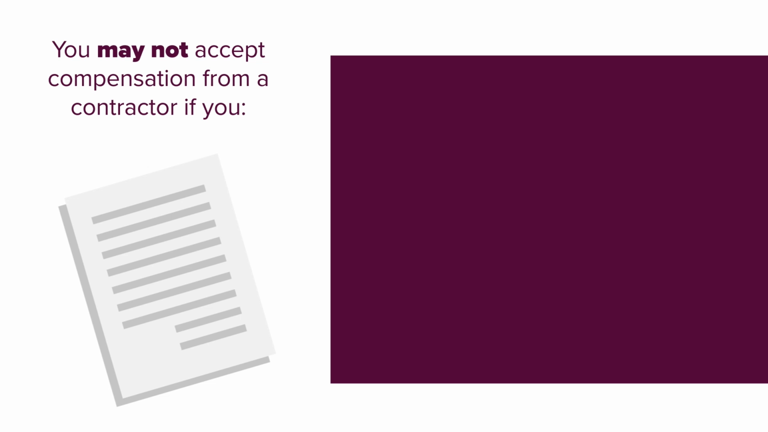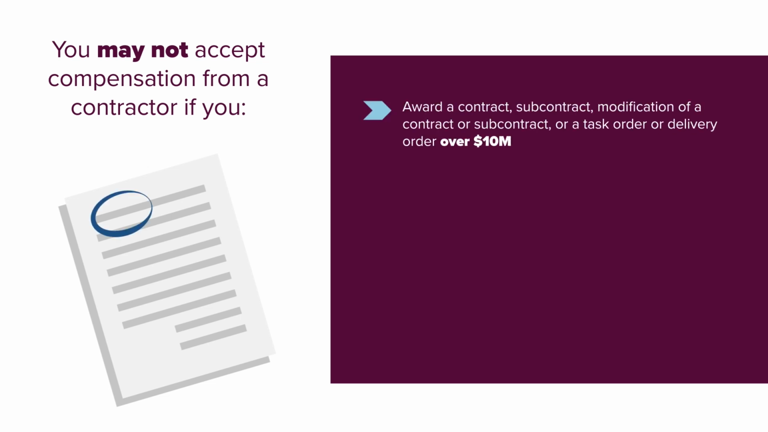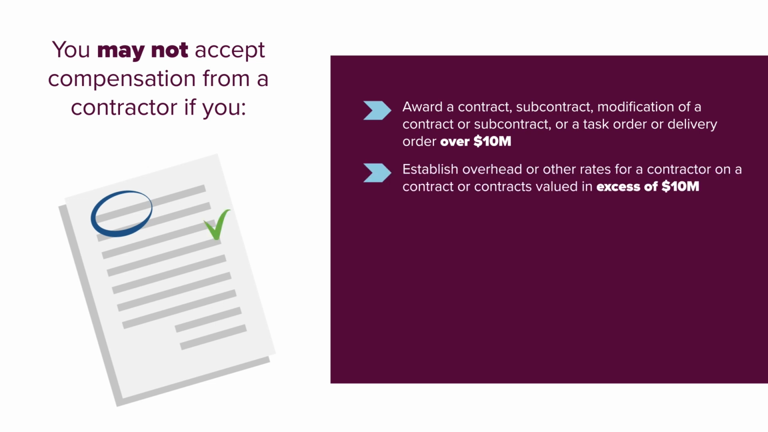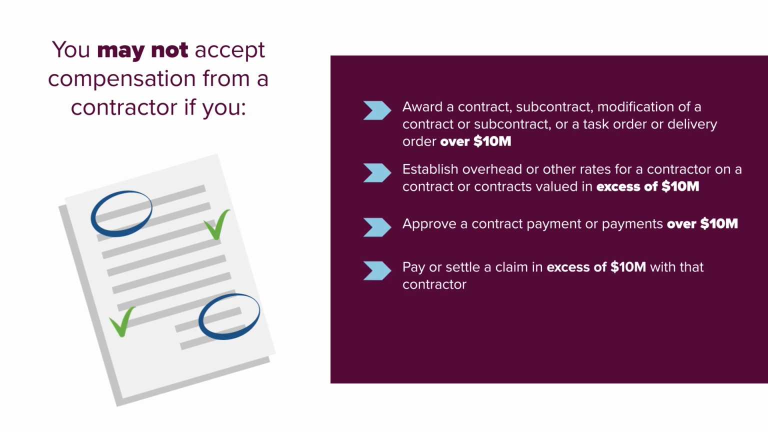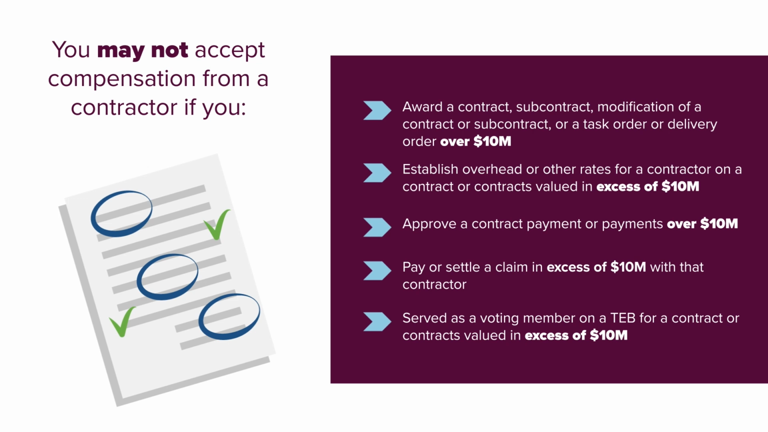Here are relevant examples where you may not accept compensation from a contractor: if you award a contract, subcontract, modification of a contract or subcontract, or a task order or delivery order over $10 million; establish overhead or other rates for a contractor on a contract or contracts valued in excess of $10 million; approve a contract payment or payments over $10 million; pay or settle a claim in excess of $10 million with that contractor; or served as a voting member on a technical evaluation board for a contract or contracts valued in excess of $10 million.